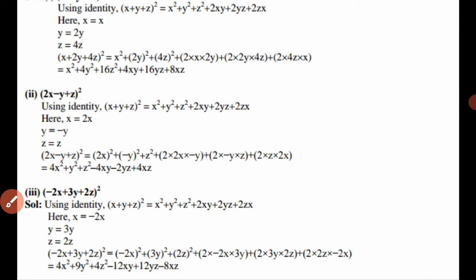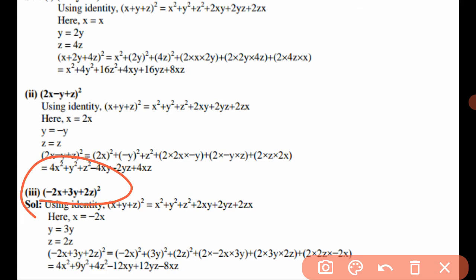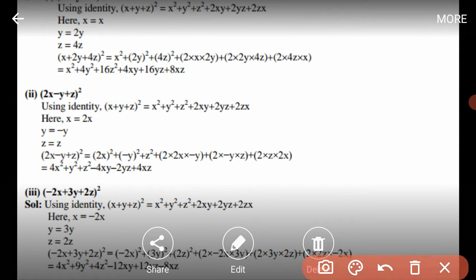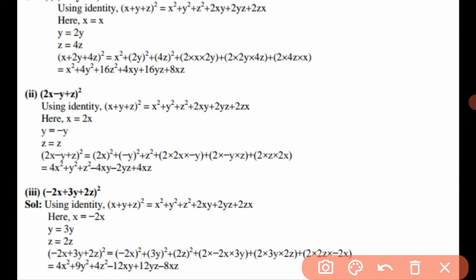Similarly you can also try this third part. In the third part, in place of x it is −2x, in place of y it is 3y, and in place of z it is 2z. Now by putting these values in the given identity we can solve this question. So by putting these values, your answer will be 4x² + 9y² + 4z² − 12xy + 12yz − 8xz. So in this way you can do this question.